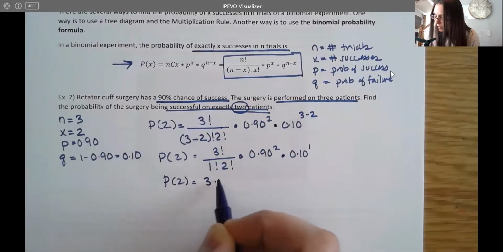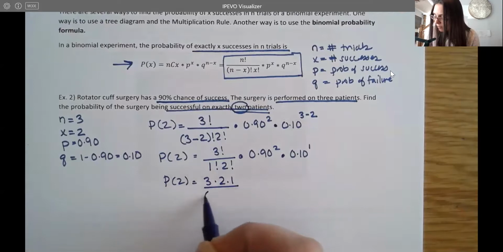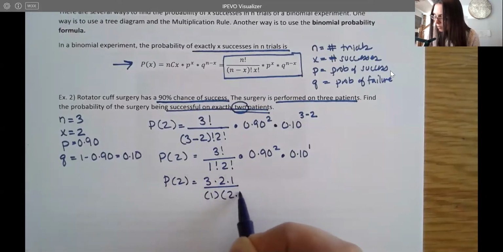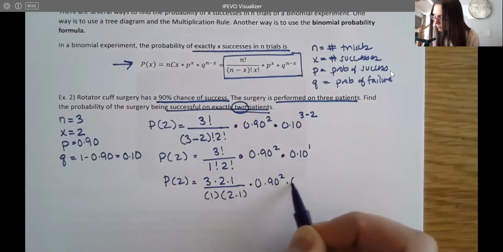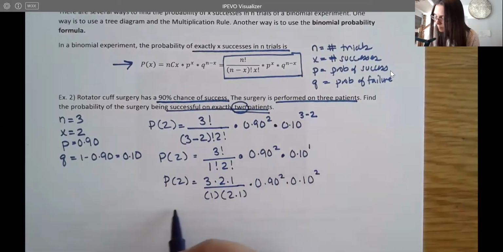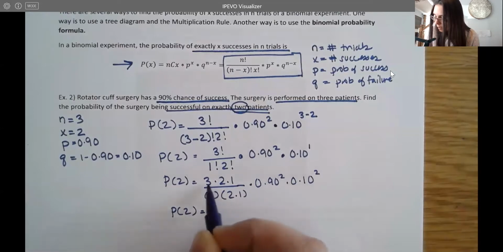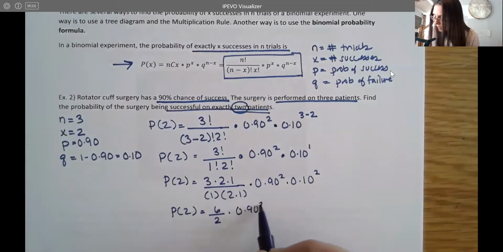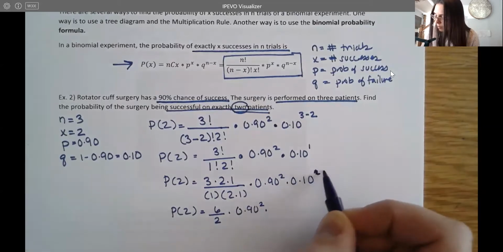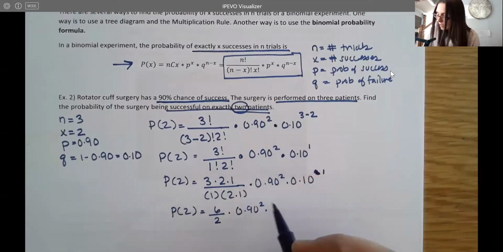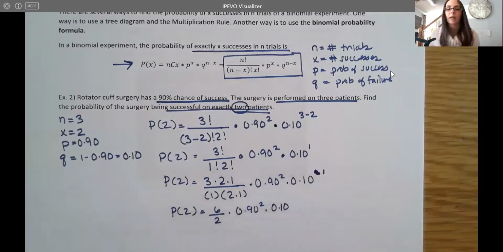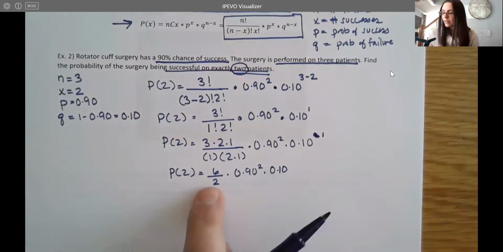So 3 factorial is 3 times 2 times 1. 1 factorial is just 1, and 2 factorial is 2 times 1. Three times 2 times 1 is 6. Here I have just 2. And then again, just kind of simplifying. Oops, sorry, this is a 1. I apologize. That was a 1. 0.10 to the first power is just 0.10. So now I probably want to just get my calculator out and finish the rest of this for me. So this obviously becomes 3.